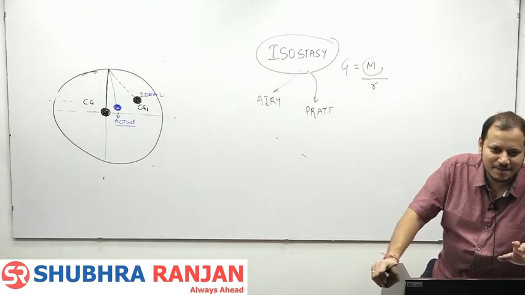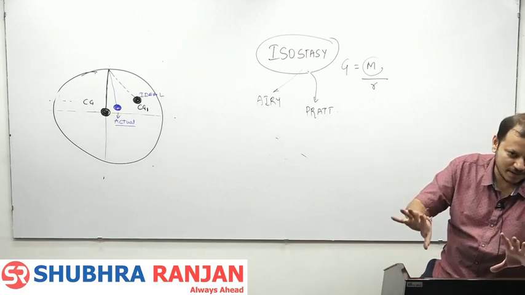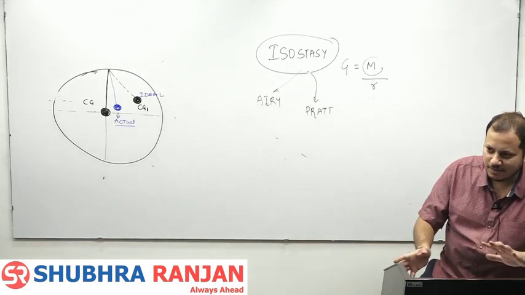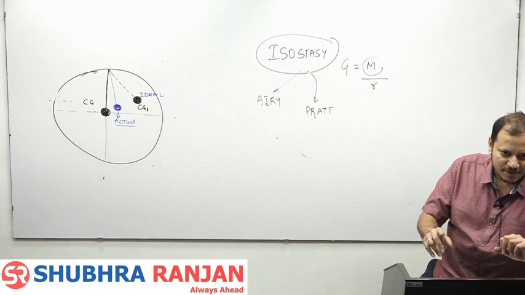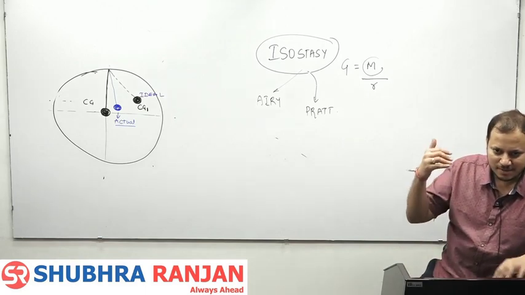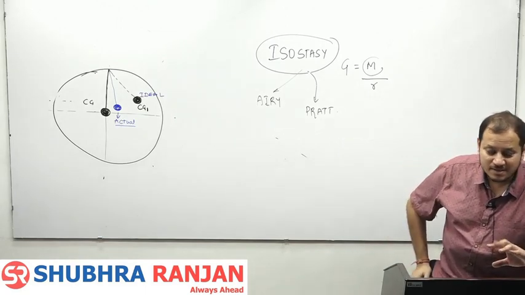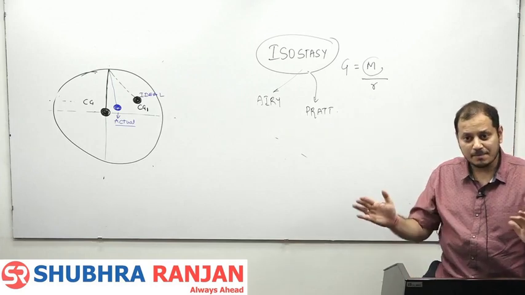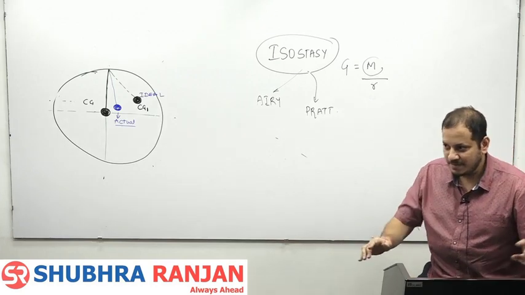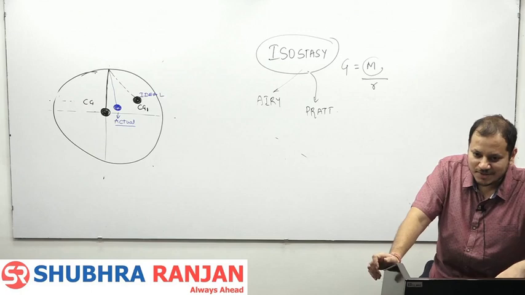Everyday examples, but we study only in terms of theory. Sir George Airy, Sir Pratt. Fine? If you go to Savindra Singh, there is a concept of Jolly, there is a concept of 7 or 8 scientists. वो नहीं करना है, हमें सिर्फ Airy और Pratt पे रुकना है. Fine. So isostasy.